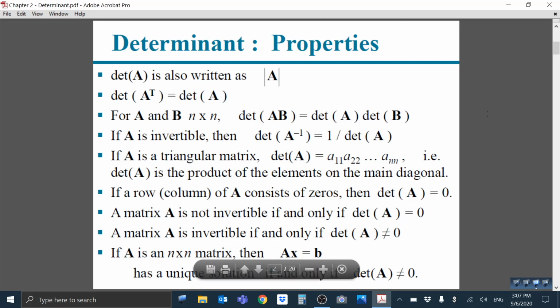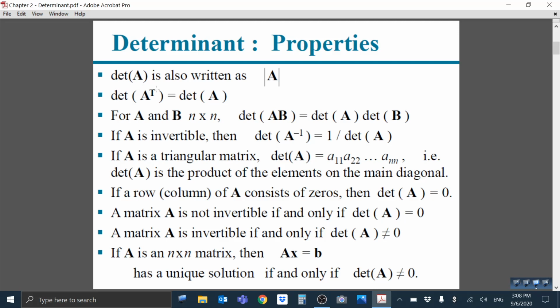A couple of properties that are important. First one regards the notation. So determinant of matrix A, we write det of A, so that's a number. It can also be written like this, so it's A, and then you have one bar on each side. You choose the notation. I prefer this one, det A.